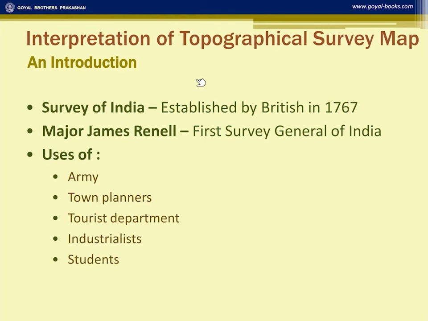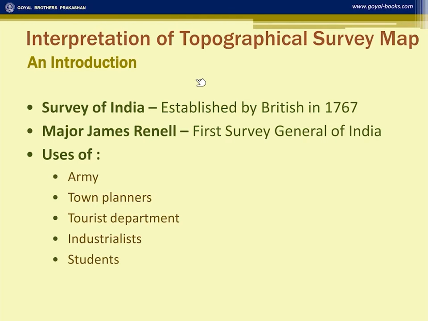What are the uses of topographical survey sheets? The survey sheets are mostly used by Army to locate the places, because if we know the easting and northing or latitude or longitude of the topographical survey sheet, we can locate the exact position of a place, which is very useful for the army.